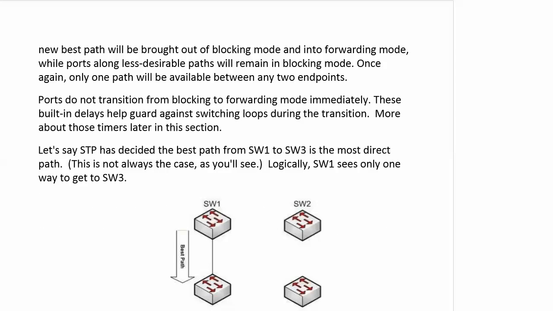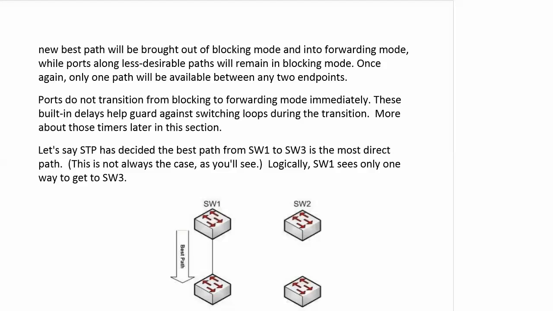Ports do not transition from blocking to forwarding mode immediately. And when you need them to hurry up and transition, you're just thinking, why do I have these other states? Why do we have these delays? Well, they help to guard against switching loops, because you can have a link that does what we call flapping. It goes up, comes down, goes up, comes down, goes up, comes down. You see the pattern.